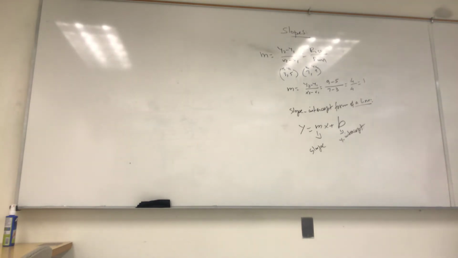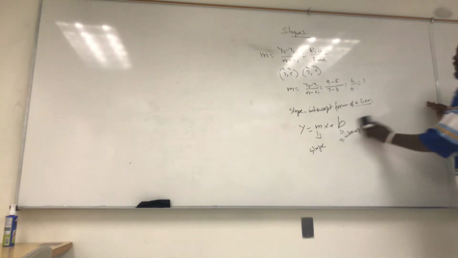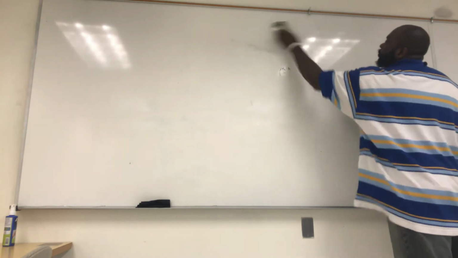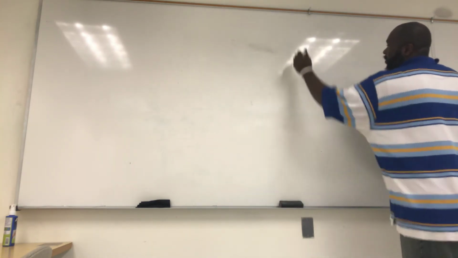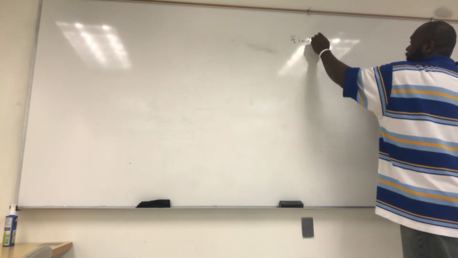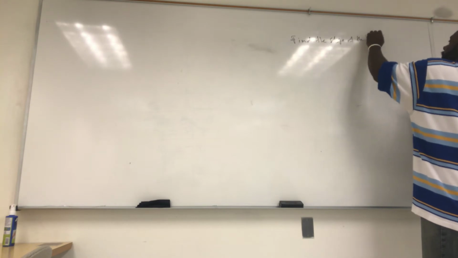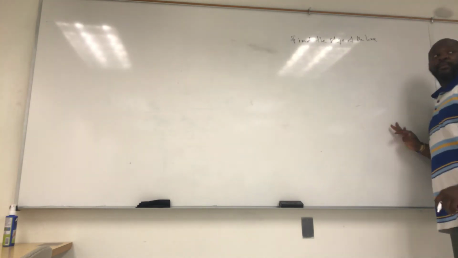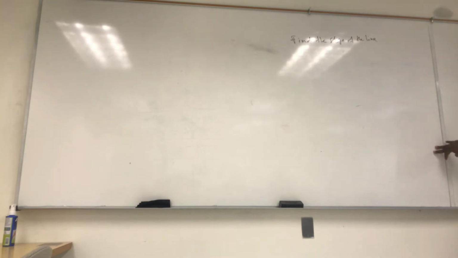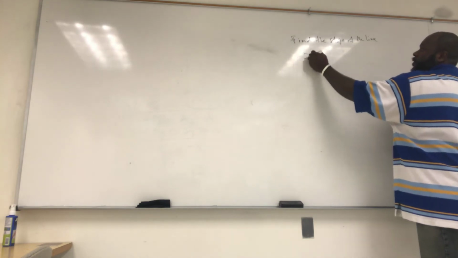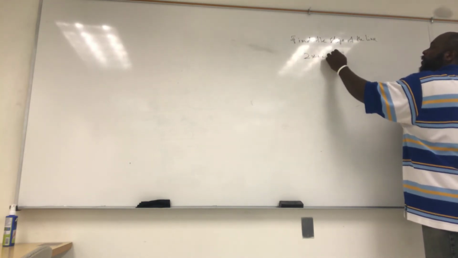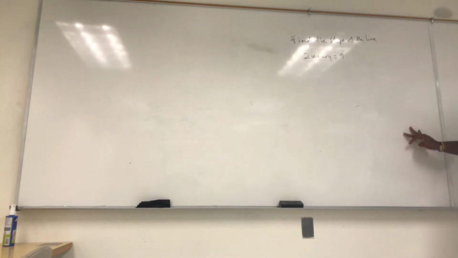Now, if you look on page number 138, example 5. Look at example 5 on page 138. It says, find the slope of the line, right? What's the equation of the line? Yeah, 138, example 5. So, let's just write the equation first. 2x plus 4y equals 9, right? And they're saying, find the slope of the line.